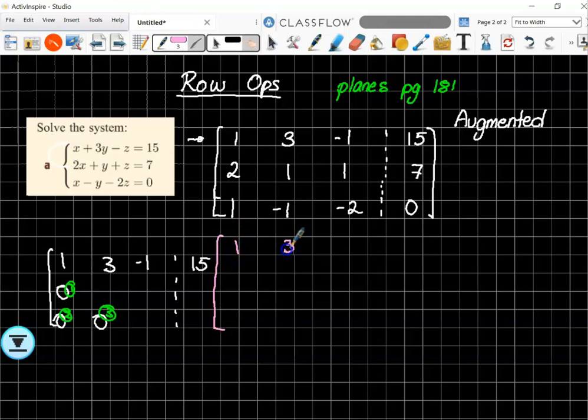1, 3, -1, 15. How can you make this become a 0? Using row 1. We're going to say 2 times row 1. And how do we make them disappear? We can subtract row 2.